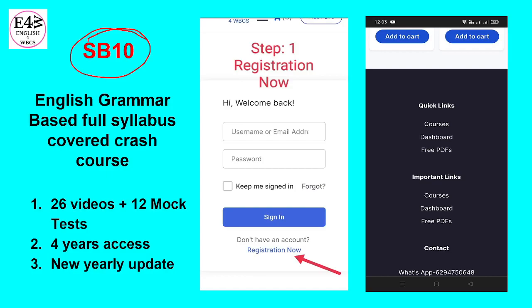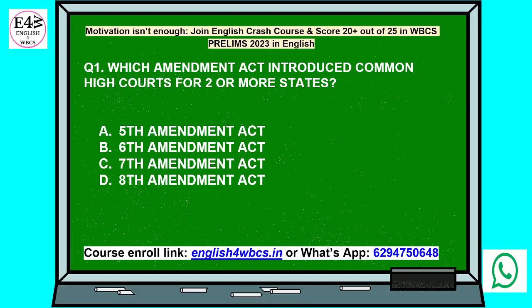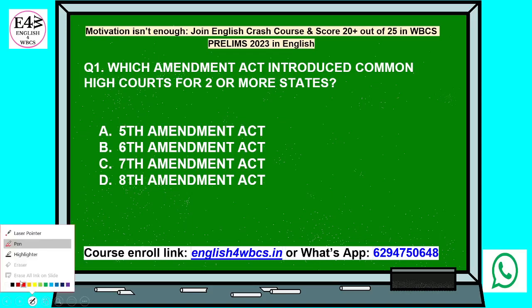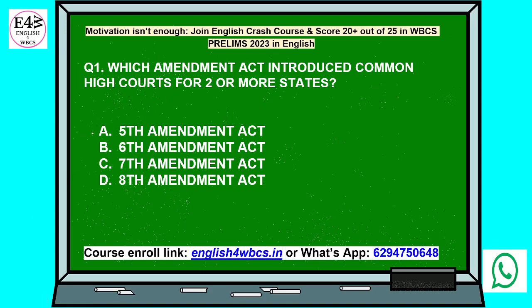Okay, so now starting with the questions. The first question: which Amendment Act introduced a common high court for two or more states? So the first option is Fifth Amendment Act, it's sixth and then seventh and eighth. So which one do you think is the correct option? A common high court for two or more states. The correct option is option C, which is the Seventh Amendment Act.